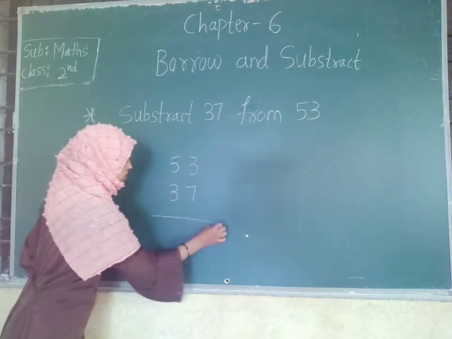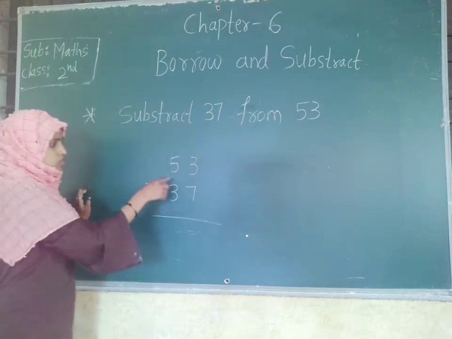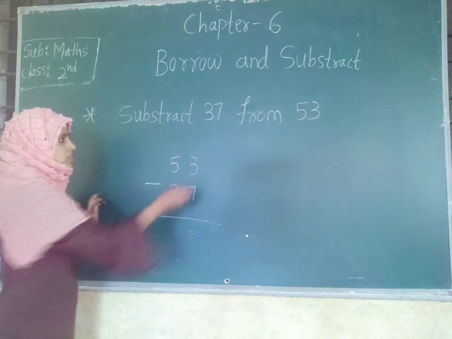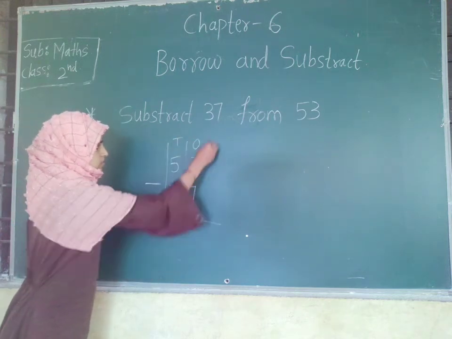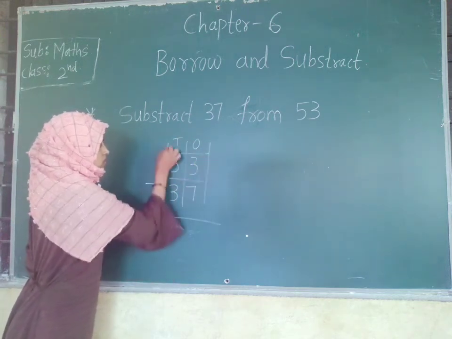Next, 37. Now subtract these two numbers. This is the sign of subtraction. This is the ones place and this is the tens place. Now subtract these numbers.